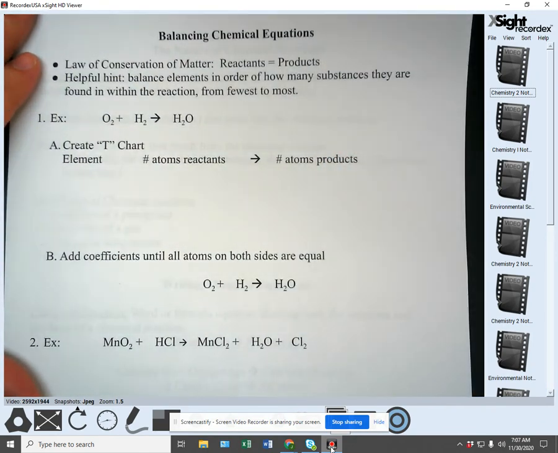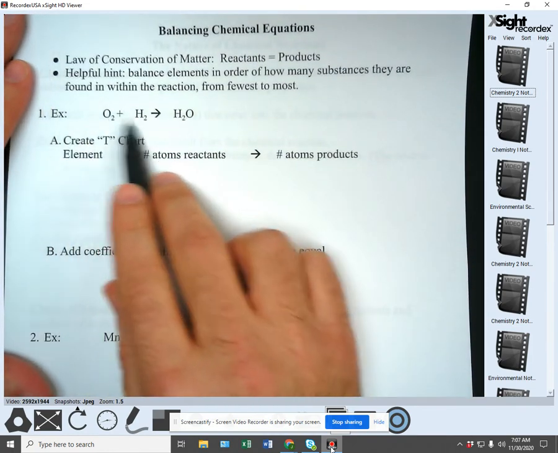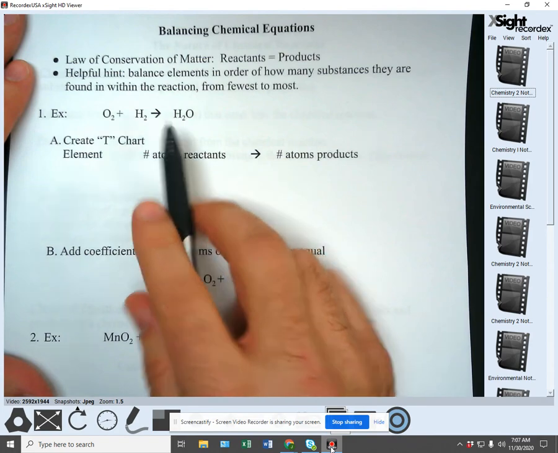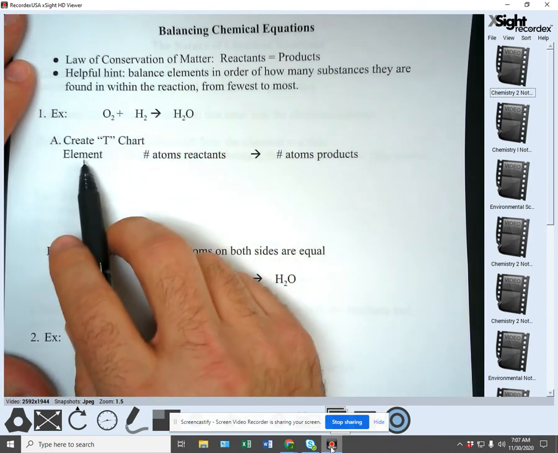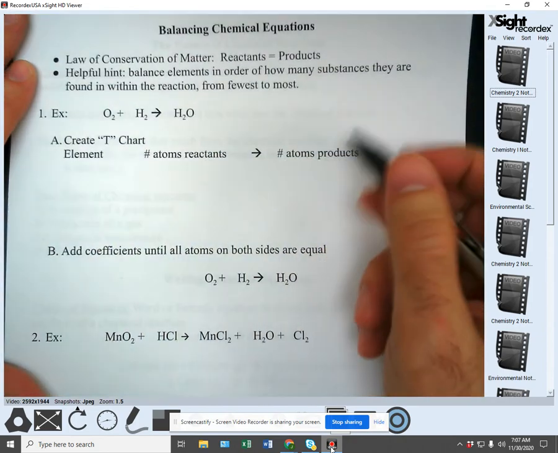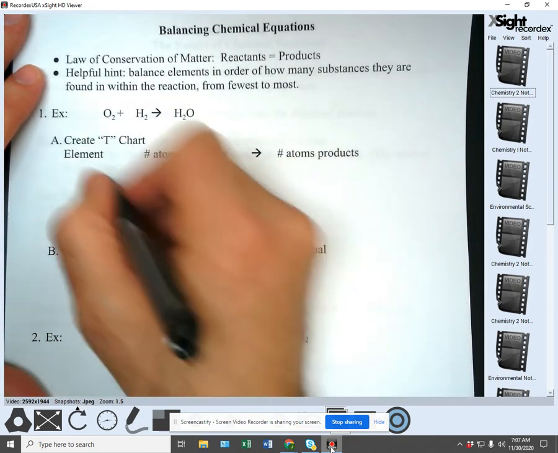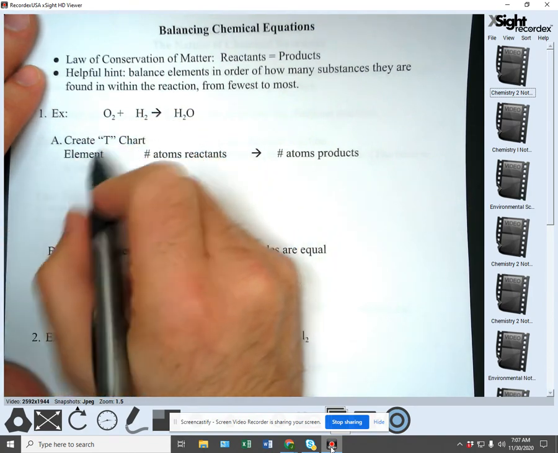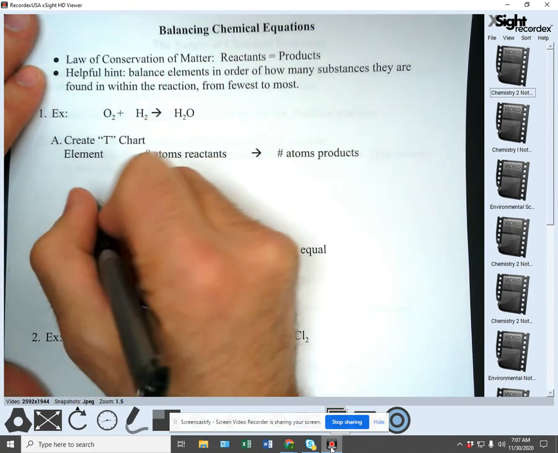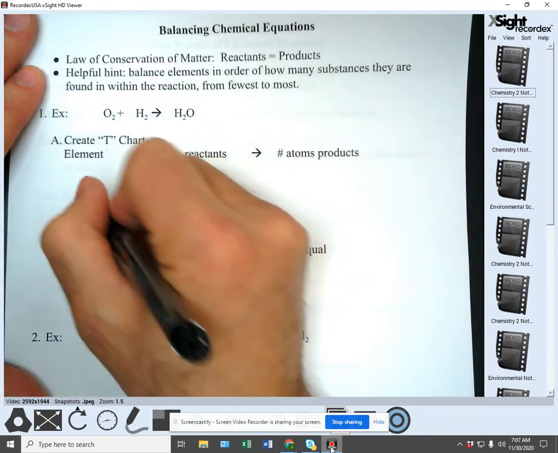We're going to do some examples here. We've got oxygen plus hydrogen creating water. We're going to create a T-chart. The way we do a T-chart is you write the element down, so I'm going to write down oxygen, and you write all of your elements down, and hydrogen.